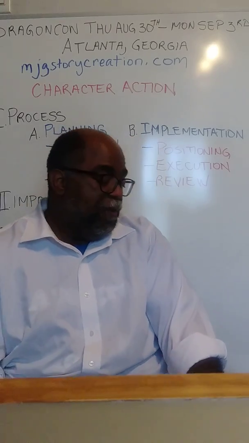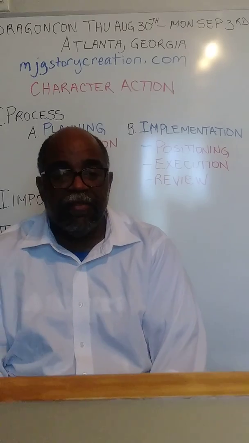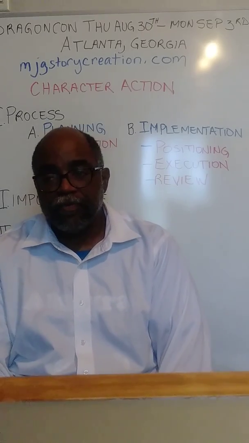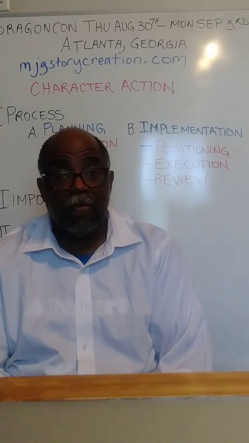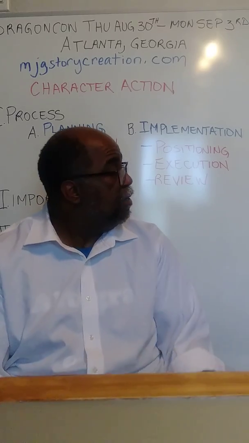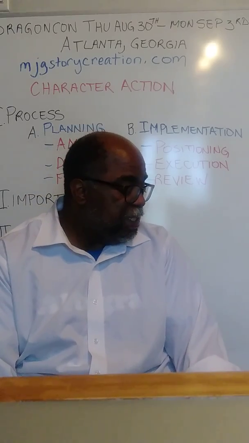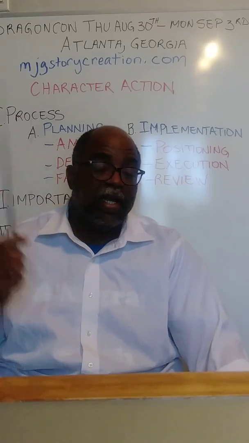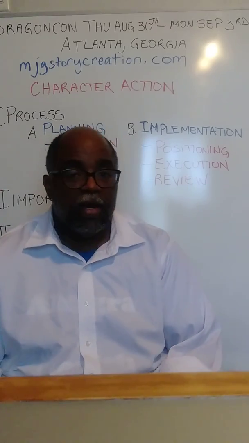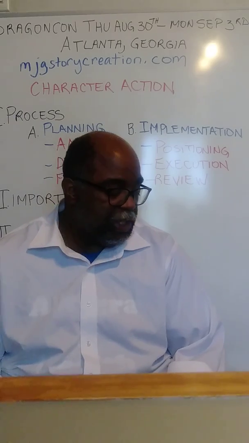Lastly, we have the review. So the character observes the effect of the plan. So they do the plan, and the thing goes off, or the thing doesn't go off. Whatever it is, it happens or it doesn't, or there's varying degrees. That's the review. All three of these things are part of implementation. So planning and implementation. So then the next question, of course, is why is character action so important?